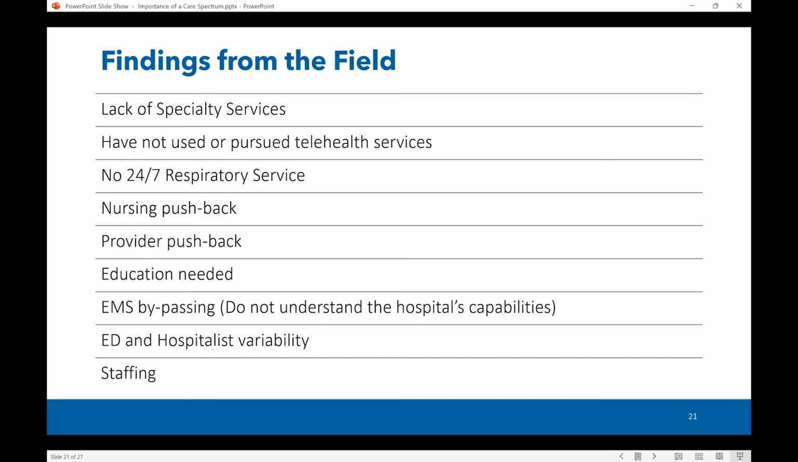EMS bypassing. You may not know of this because you wouldn't see them in your ED, because EMS was bypassing. But one of the things that really helps with a formalized care spectrum is that you can have that conversation with EMS about the type of patients you can care for, and that way they don't bypass your hospital thinking that you can't deliver that service. ED and hospitalist variability, of course, we found a lot, and then staffing.